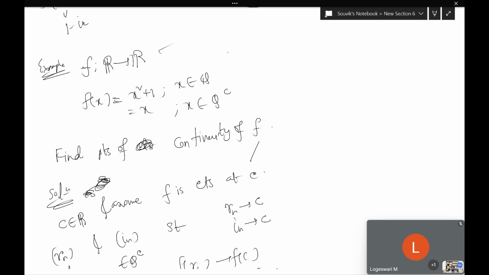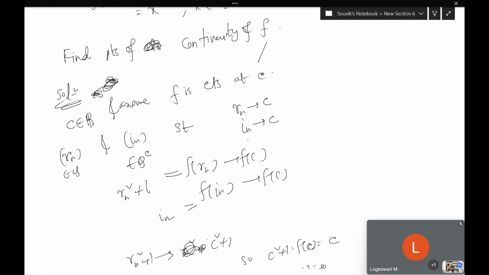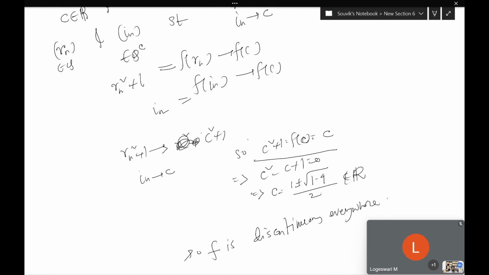Let f from R to R, and we have assumed that f(x) equals x squared plus 1 when x belongs to the rationals, and x when x belongs to the irrationals. Then we need to find the points of continuity of f. So if we choose a c, and if it's continuous at c, take a rational sequence Rn and an irrational sequence In, both converging to c. By the same process, we get that c squared plus 1 should be equal to c. But this gives us c is not a real number. So f is discontinuous everywhere.